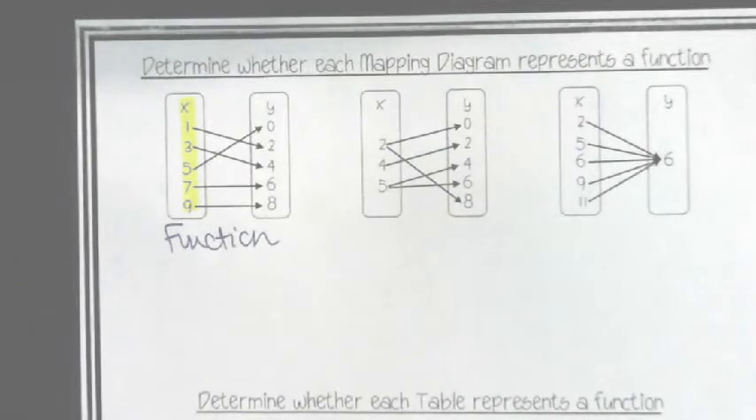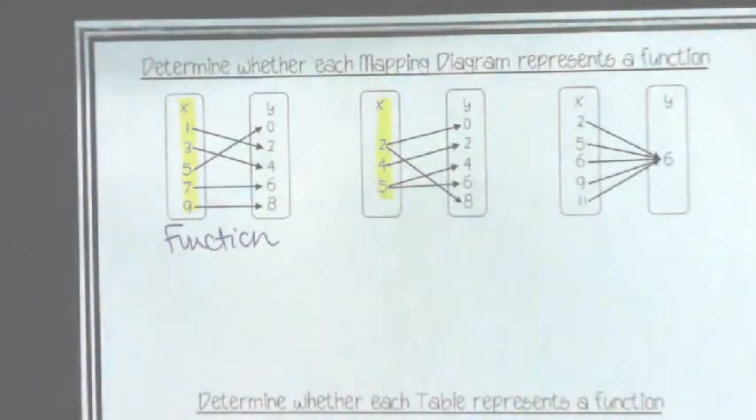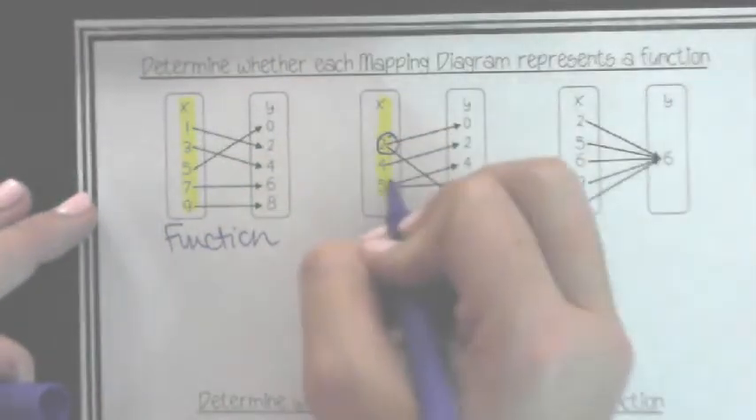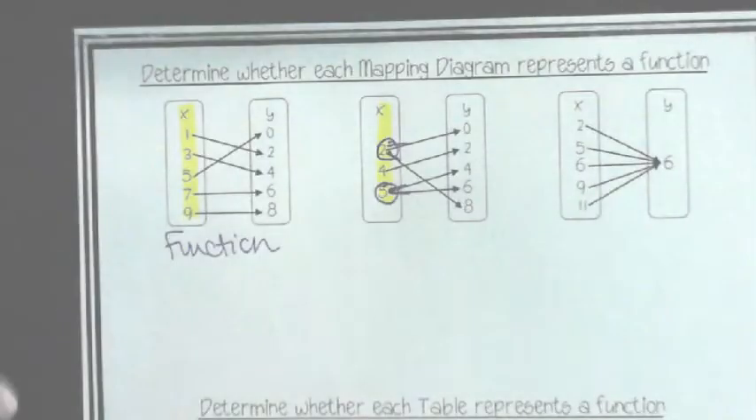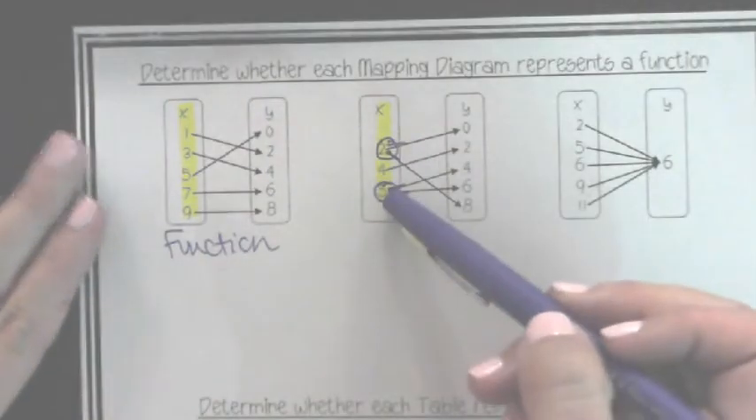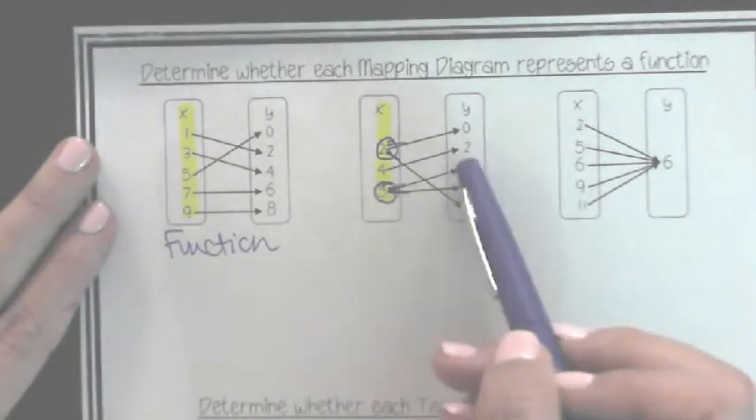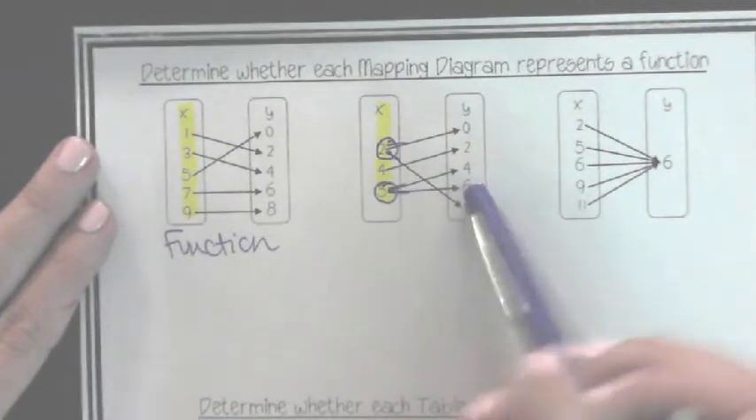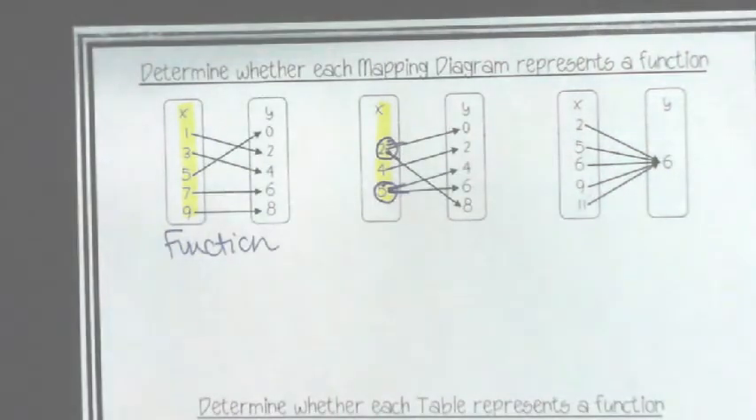Now, on the second one, again, I only want to focus on my x values. My x values are 2, 4, and 5. They're all different, which is good. But I notice right here with the 2 and with the 5, there's 2 lines coming from those numbers. That means 2 is being used twice and 5 is being used twice. 2's with 0, but 2's also with 8. And then 5 is with 4, but 5 is also with 6. When it looks like this, and those x values are being used multiple times, that's not a function.